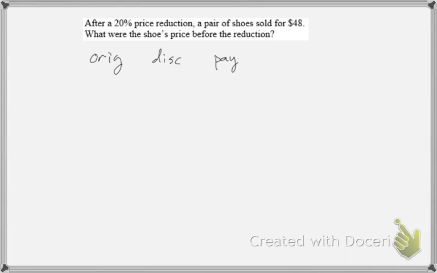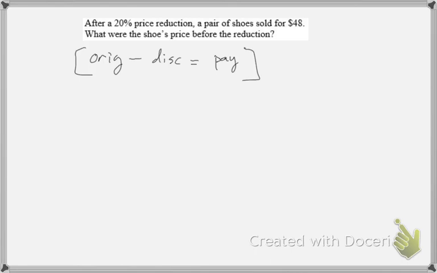The amount that the person paid is based off of the original, and the discount is subtracted from it. So I could say that the original price minus the discount is equal to what was paid. Now that I have this idea, I can start translating this into an actual equation that I can solve.